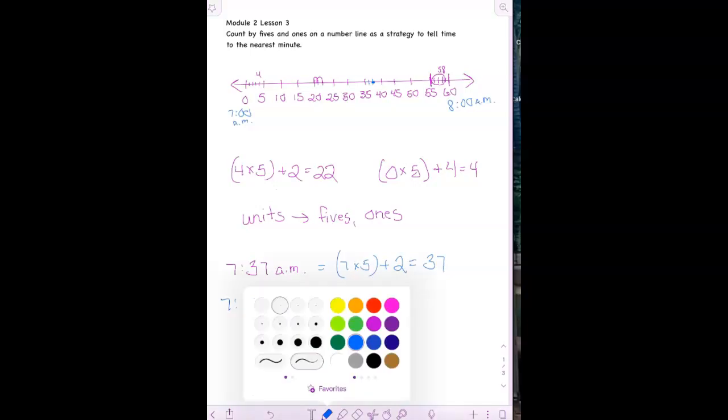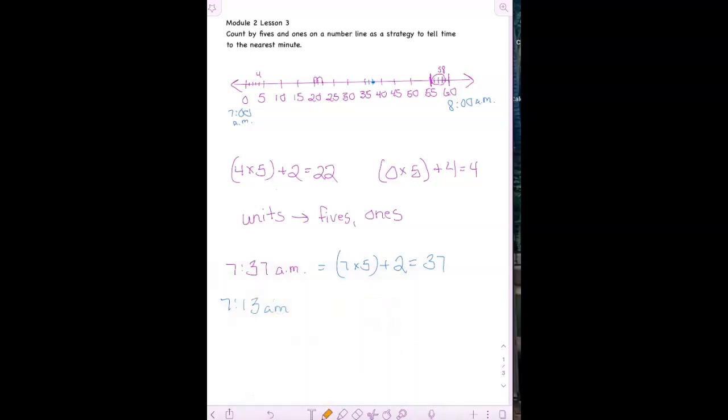I'm going to change my color. Let's use orange for that one. So 7:13. Well, 13, I believe, comes between 10 and 15. So I'm going to put my finger on 10 and I'm going to add 1s until I get to 13. So 10, 11, 12, 13. So for that one, I did 2 5s, and I added 1, 2, 3 more, which gives me 13.